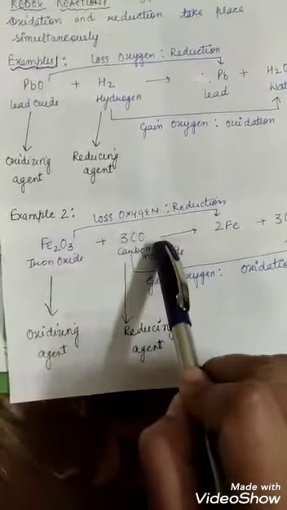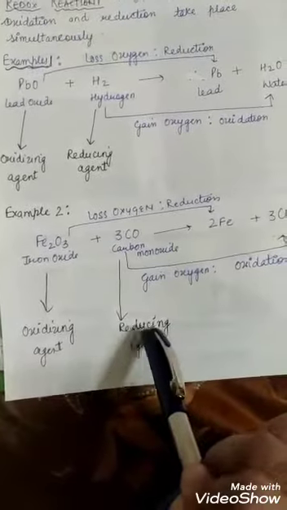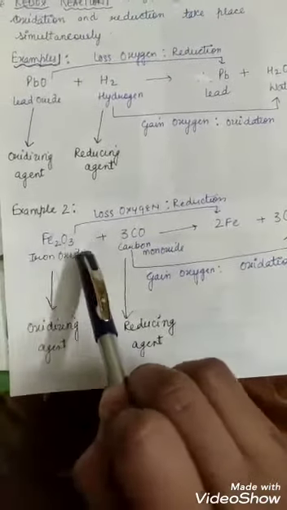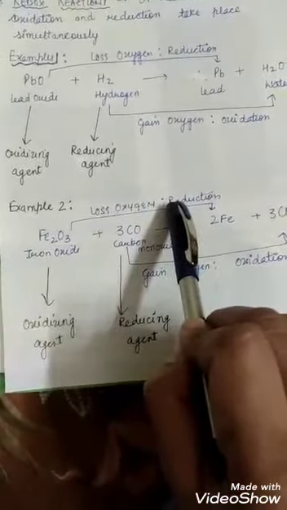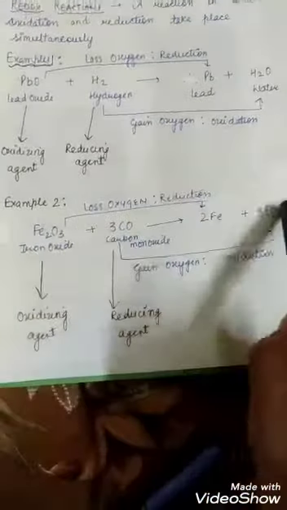And carbon monoxide is acting as a reducing agent because it helps the iron oxide to lose oxygen. So this is a redox reaction.